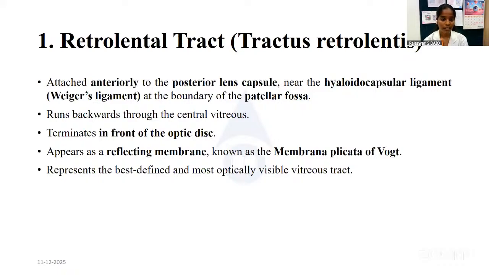Retrolental tract attached anteriorly to the posterior lens capsule near the hyaloid capsular ligament at the boundary of the patellar fossa. It runs backward toward the central vitreous, terminating in front of the optic disc. It appears as a reflecting membrane known as the membrana plicata, represented as the best defined and most optically visible vitreous tract.